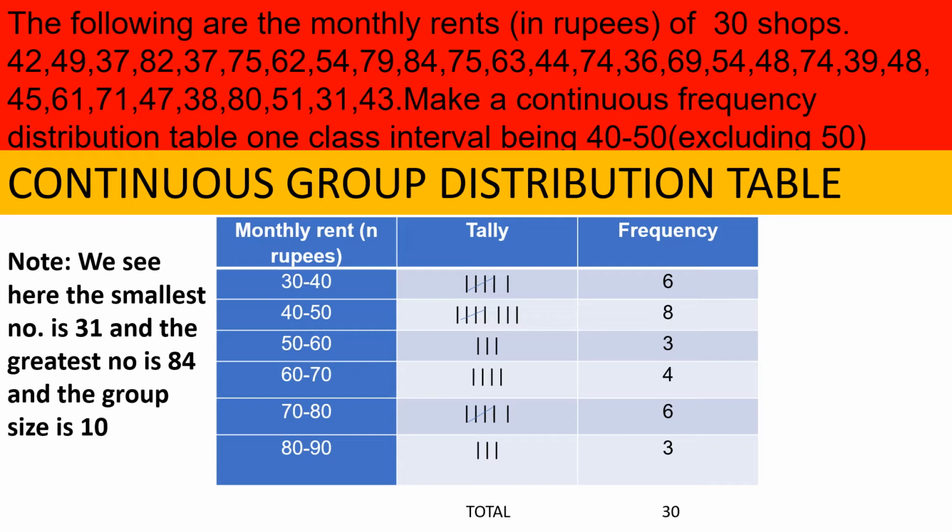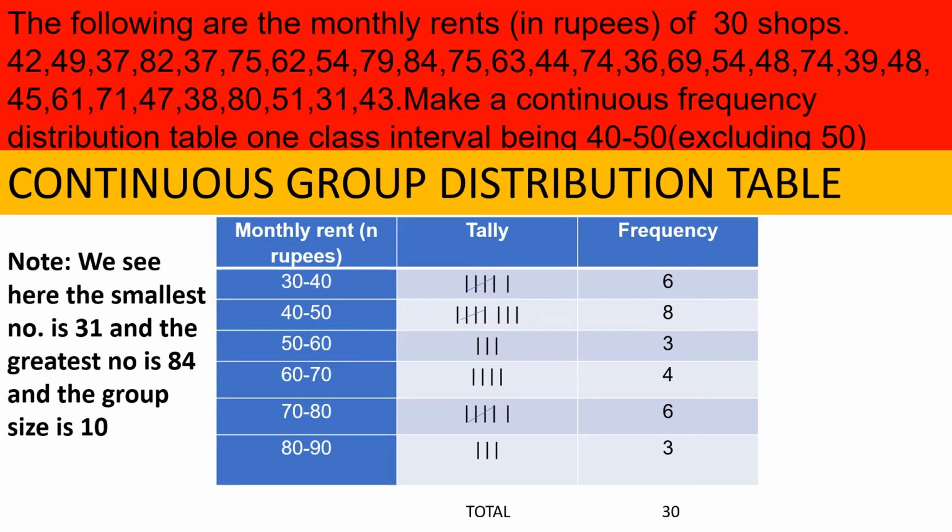We have to note that the smallest number here is 31 and the greatest number is 84, and the class size you are able to observe is between 40 to 50. The class size is 10. So let us start making the groups from 30 to 40, 40 to 50, 50 to 60, 60 to 70, 70 to 80 and 80 to 90. We'll be stopping over here as the greatest number is 84.